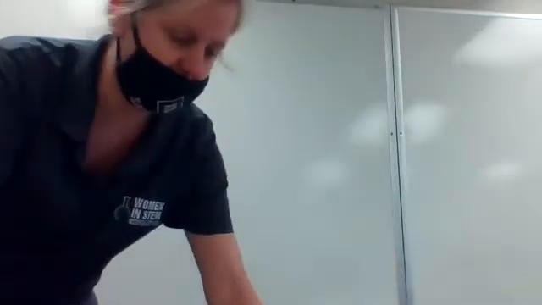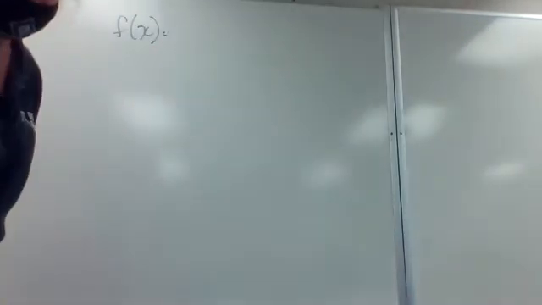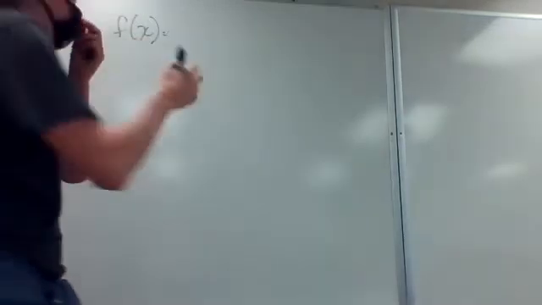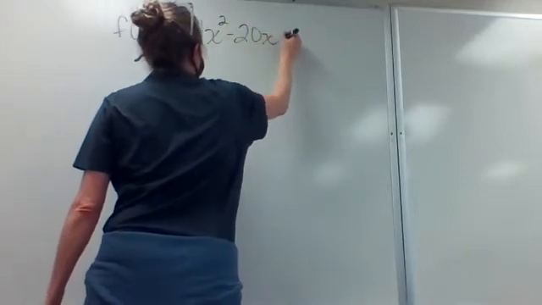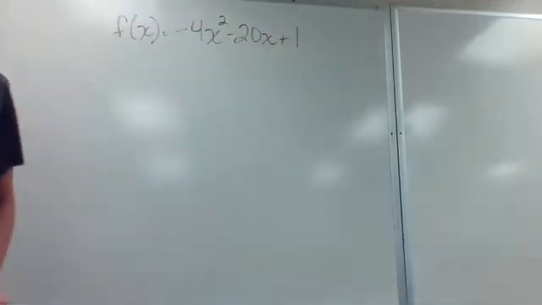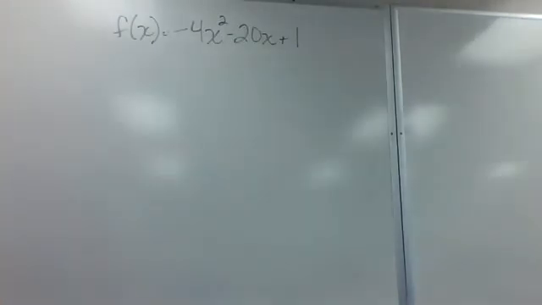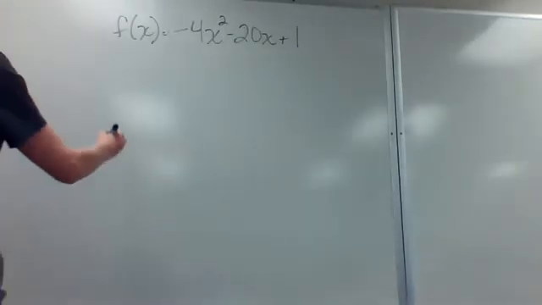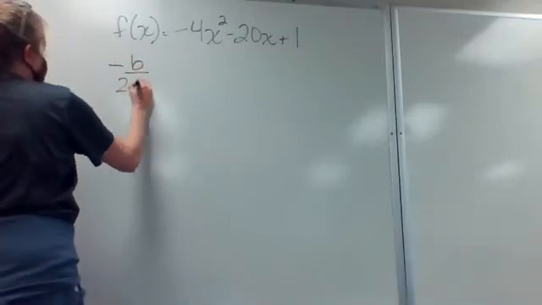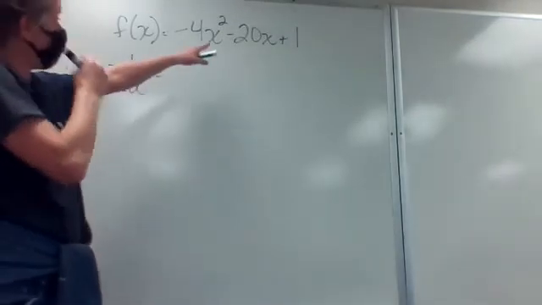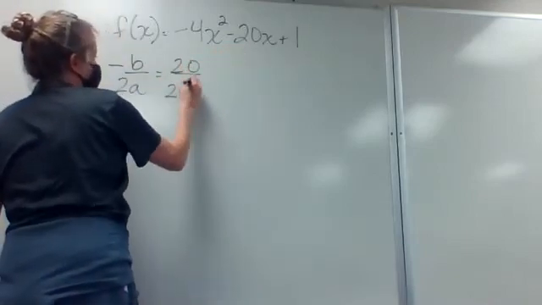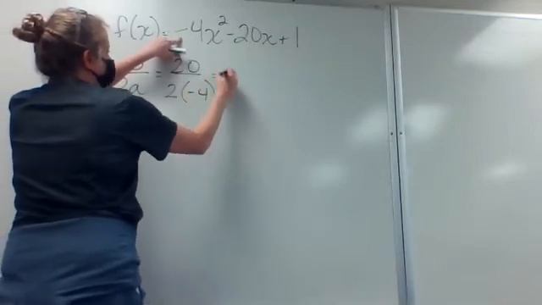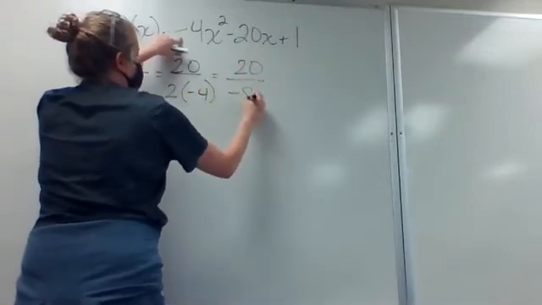All right, number 9, same exact kind of problem, except it's going to be upside down. F of x equals negative 4x squared minus 20x plus 1. All the same questions. So vertex first, opposite of b over 2a. Opposite of b is positive 20, over 2 times a, which is negative 4. So I have 20 over negative 8.